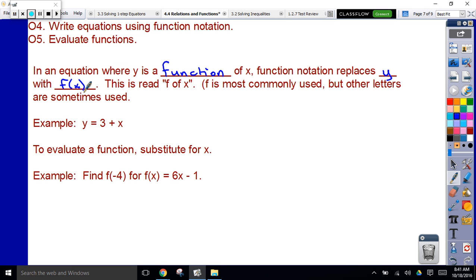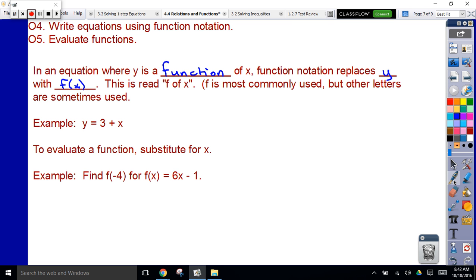Okay, f parentheses x is f of x. So when we're talking about that in class, you should say f of x. Don't be afraid of it like you were the absolute value signs for a while there. F is the one that's most commonly used, but sometimes you see g of x or h of x. They usually use consecutive letters. We'll mostly do f of x.